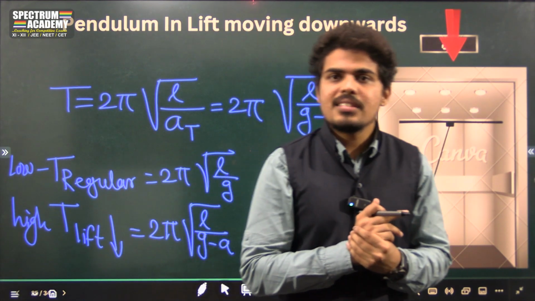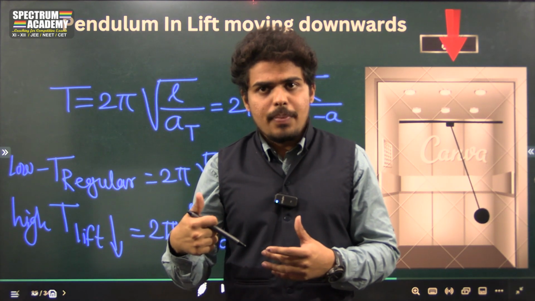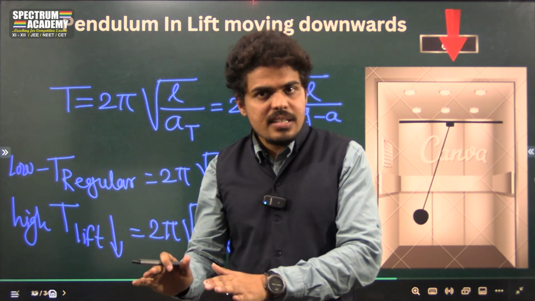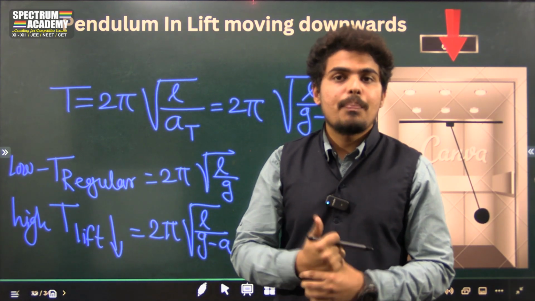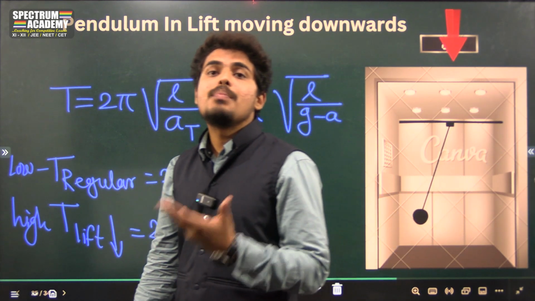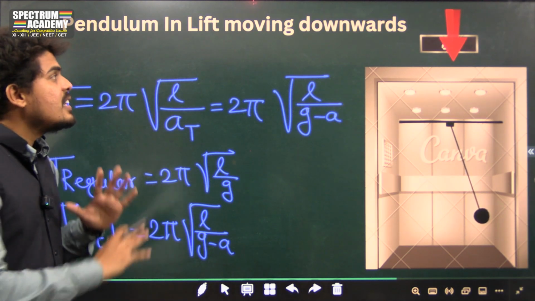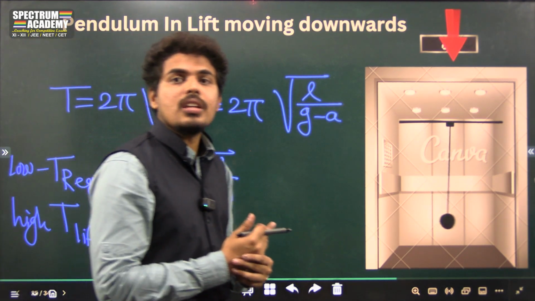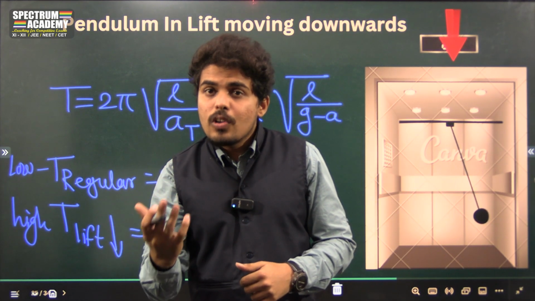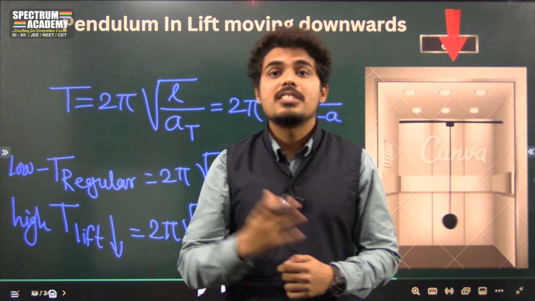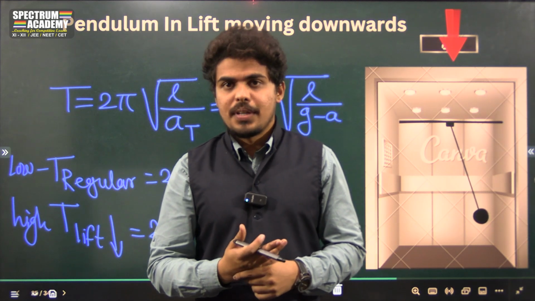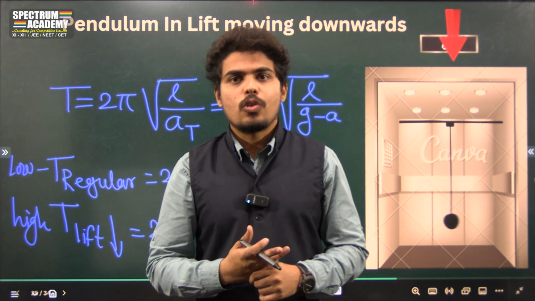So these are the cases. If we take the simple pendulum in the lift and the lift is moving upwards, then the period decreases, and if we take the same simple pendulum in the lift and the lift is moving downwards, then the period of the simple pendulum increases. So these are the two things. In the next session, we will see what if the simple pendulum is in a moving car and what if the simple pendulum is in a fluid. Then what will be the changes in its period? That will be a very interesting topic. Thank you.